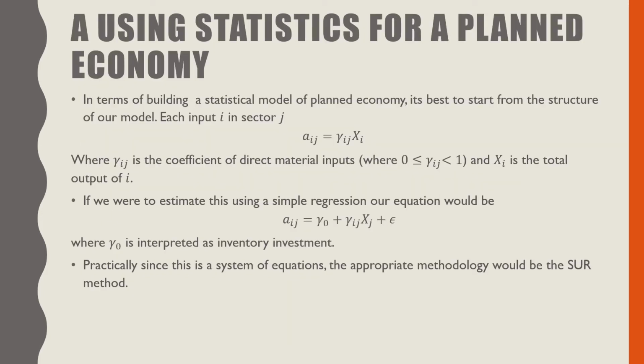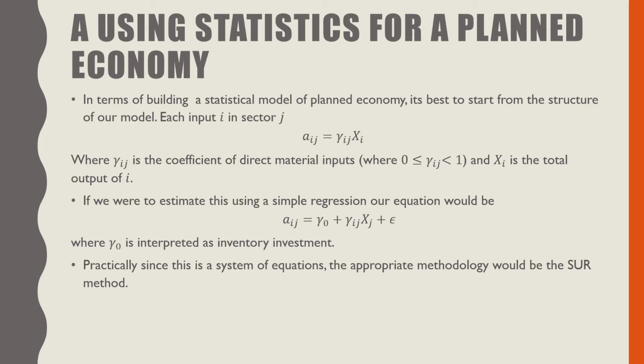So in terms of building a statistical model of a planned economy, it's best to start from the structure of our model. For each input i in sector j, we have the following equation, where gamma ij is our coefficient of direct material inputs, where gamma ij is between 0 and 1. It has to be less than 1, but it could be equal to 0. And xi is the total output of good i.